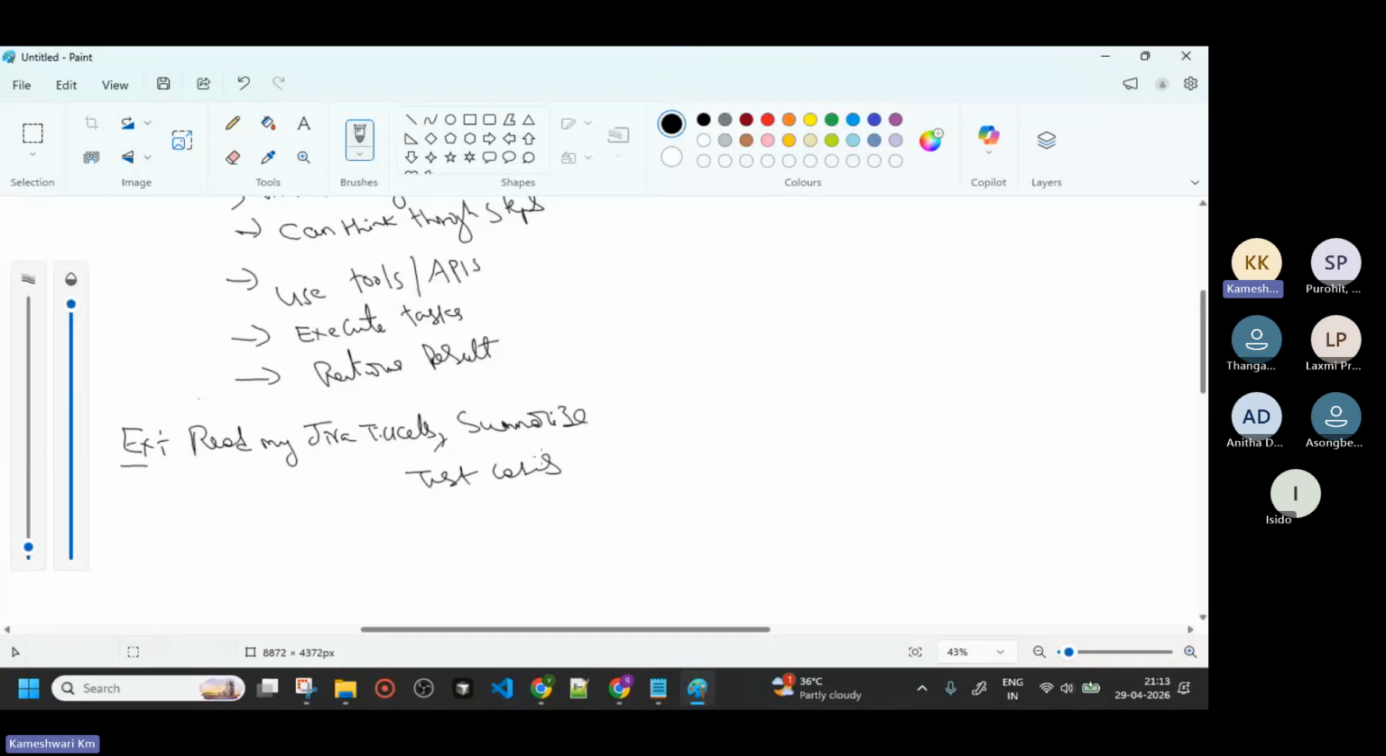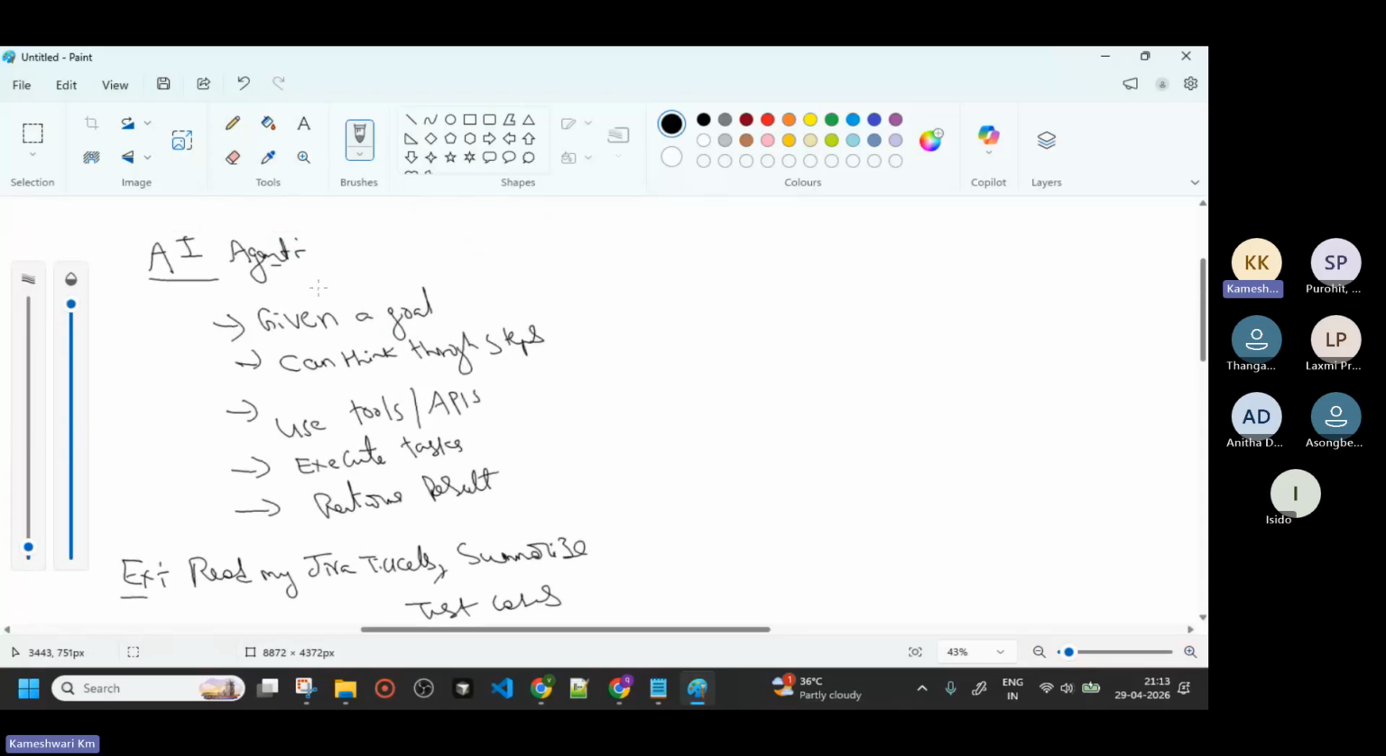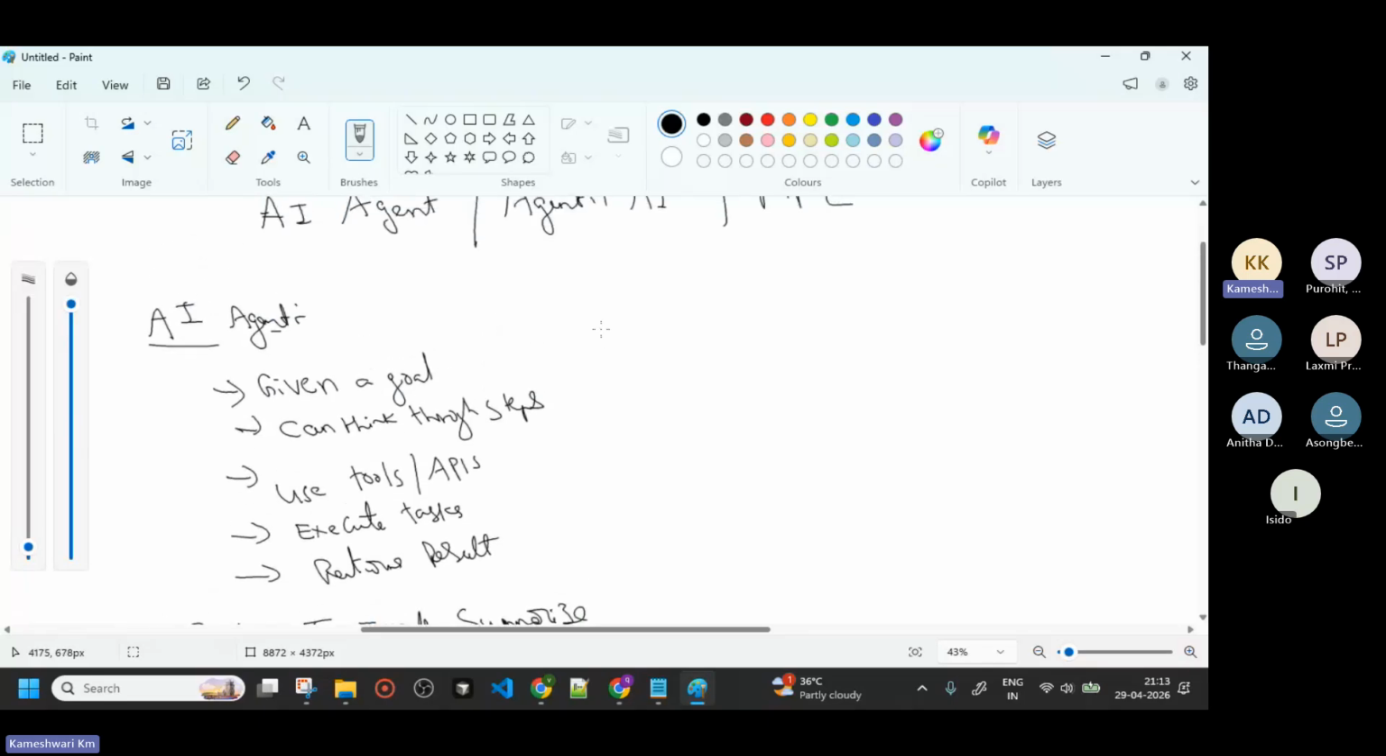Simply, I can say it is a smart employee that can do tasks. Whatever task you assign, they will do. They won't ask any questions. You just assign something, and from their capability they will complete it. That is an AI agent. Now, what is agentic AI?